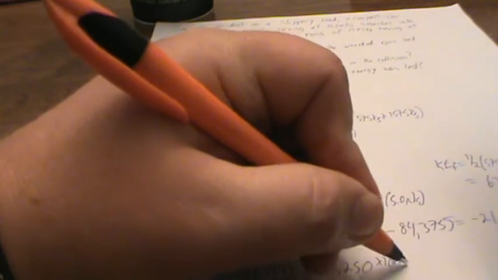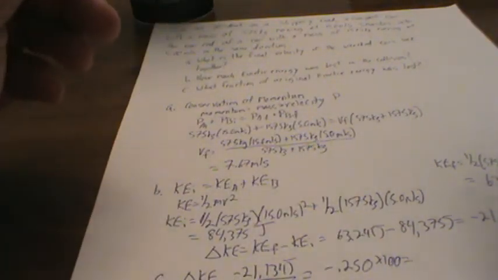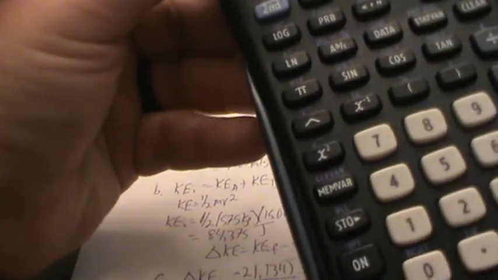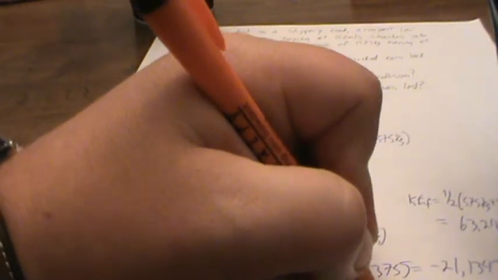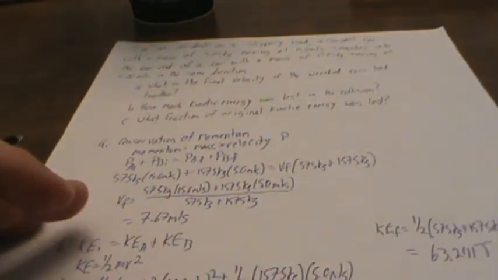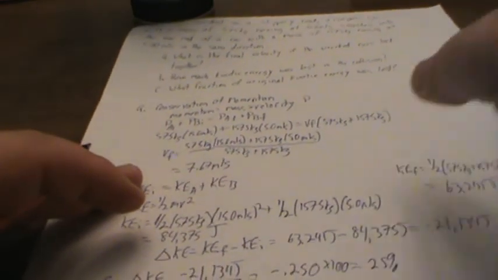If we multiply by 100 just to get a percent, because that will help us out, we come up with right around 25% of the original energy is lost.